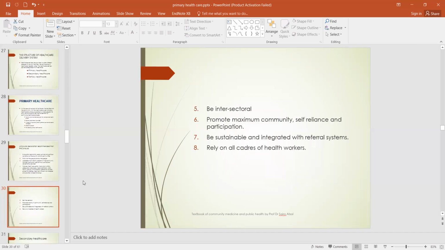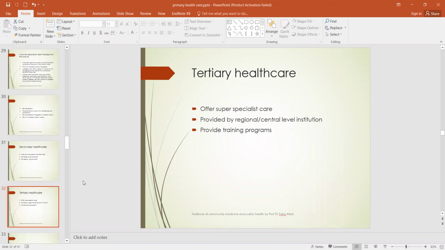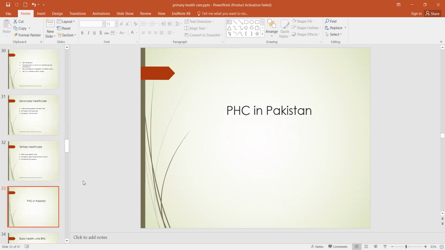It must be intersectoral, promote maximum community self-reliance and participation, be sustainable and integrated with the referral system, and rely on all cadres of health workers. Secondary healthcare deals with more complex problems and comprises curative services provided by Tehsil headquarters and district headquarters hospitals. Tertiary healthcare offers super specialist care provided by regional and central level institutions, and provides training programs.